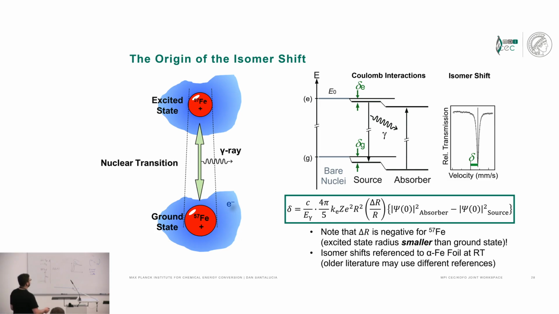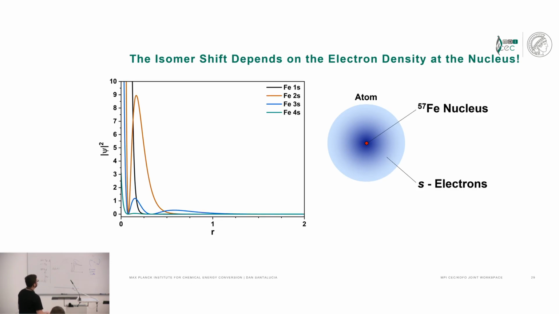Okay. And yeah, we use alpha iron foil at room temperature as our reference, but you might see different references in older literature. Now, it's a little bit strange, but it's true. If you look at s orbitals specifically and you look at psi squared, you can look at these radial wave functions and you can see that for the electron density at the nucleus, there's always an antinode at the nucleus. So s orbitals have electron density inside the nucleus. That is what the Mössbauer atom is sensing. So the isomer shift is going to depend on these s orbital populations in a given sample.